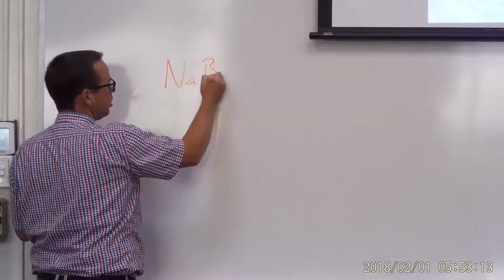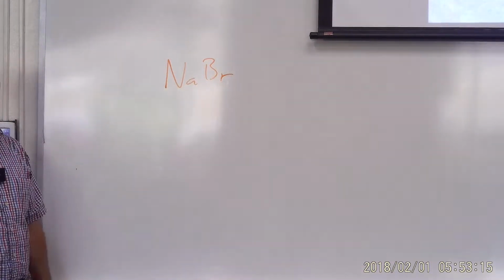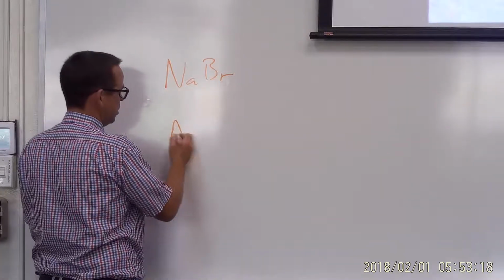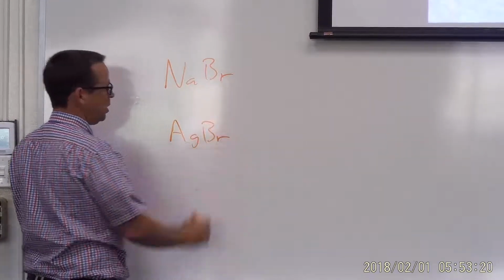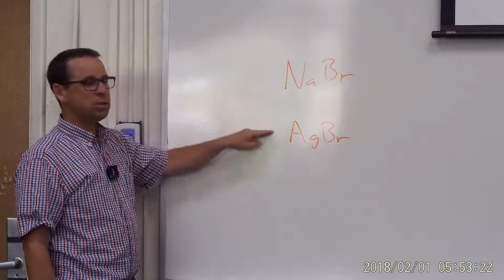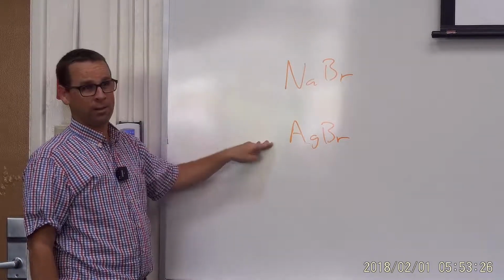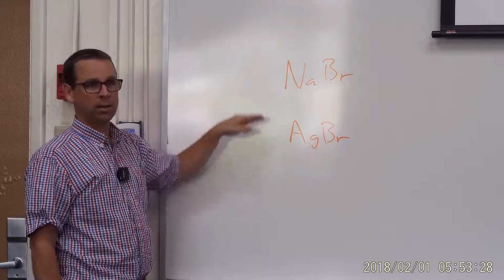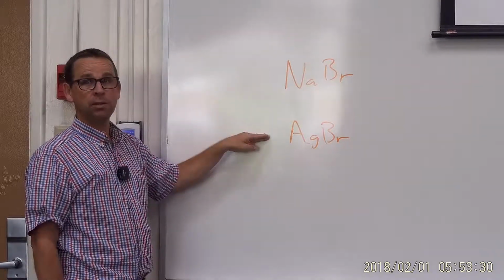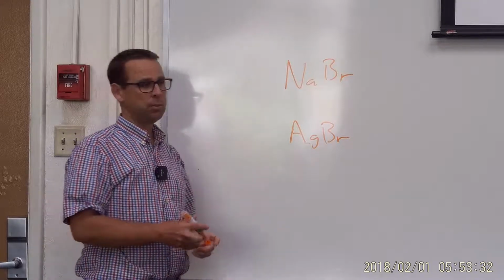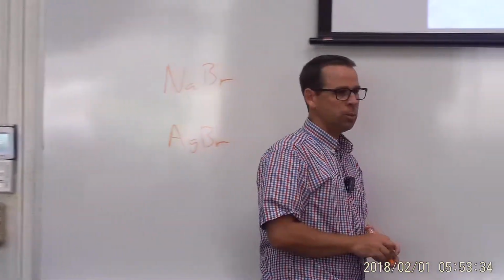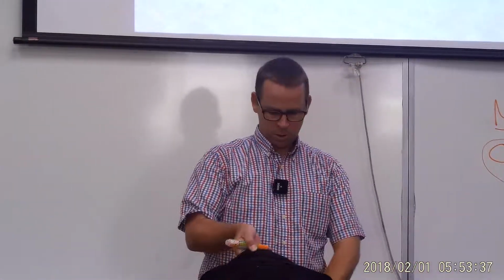So here's another chemical, sodium bromide. Right? Here's another one, silver bromide. When you put these two salts in solution, one will ionize and one will not. One will be soluble and one will not be soluble. And we have a way to determine which will and which will not be soluble. And it's on the back of our periodic table.